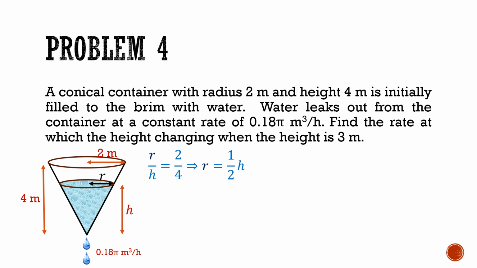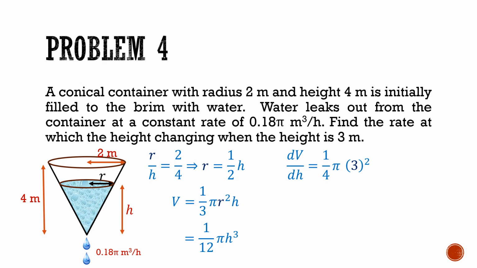Next, we turn to the volume of a cone equation. So volume is equal to 1/3 base area, which is pi r squared, times the height h. We can sub in r equals half h and get the volume in terms of the height. So it will be 1 over 12 pi h cubed. This we can differentiate with respect to h, and this will give us dV/dh is 1/4 pi h squared. The height in question is 3 meters, so when we sub in h equals 3, we'll get 9 pi over 4.